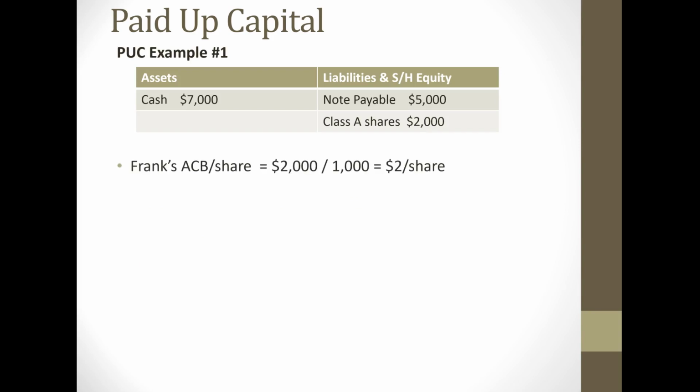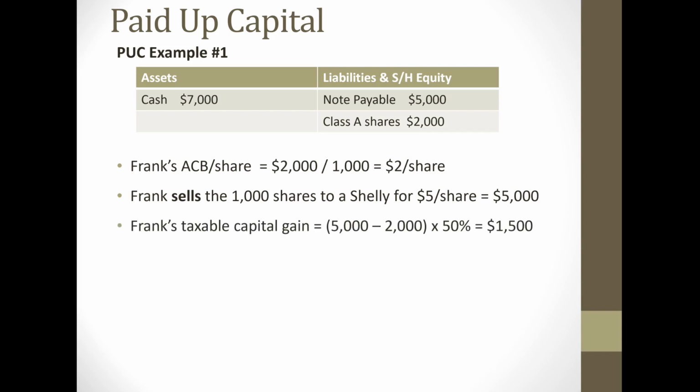Now let's say Frank, who has the 1,000 Class A shares and paid $2,000 for those shares, sells the 1,000 shares to Shelley for $5 per share. So just a theoretical example. So Frank is going to sell the 1,000 shares to Shelley for $5 per share for a total of $5,000. Now, the corporation is not involved. So the only relevant amount to Frank would be what is his adjusted cost base. That's going to help us determine that Frank has a taxable capital gain of $1,500.